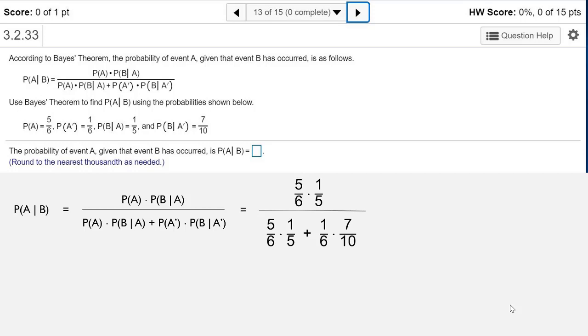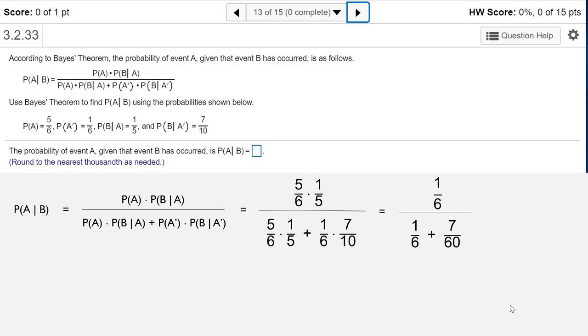So we're going to do some simplification here. On top, we end up with 1/6. On the bottom, when we multiply the first two fractions, we get 1/6. And when we multiply the 1/6 times the 7/10, we get 7/60.